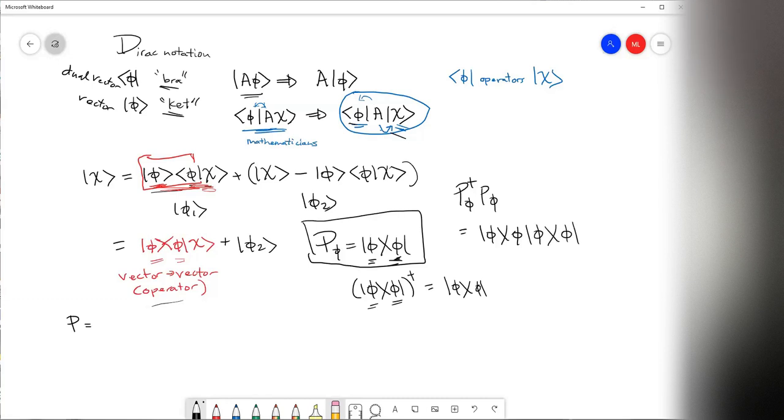And this thing, as long as phi dotted into phi is 1, if this thing is equal to 1, then this thing is just phi, which is P phi. So it's a projection as long as you pick a normalized vector, one which dotted into itself is 1. So there you go. It's a projector. It projects onto the vector.